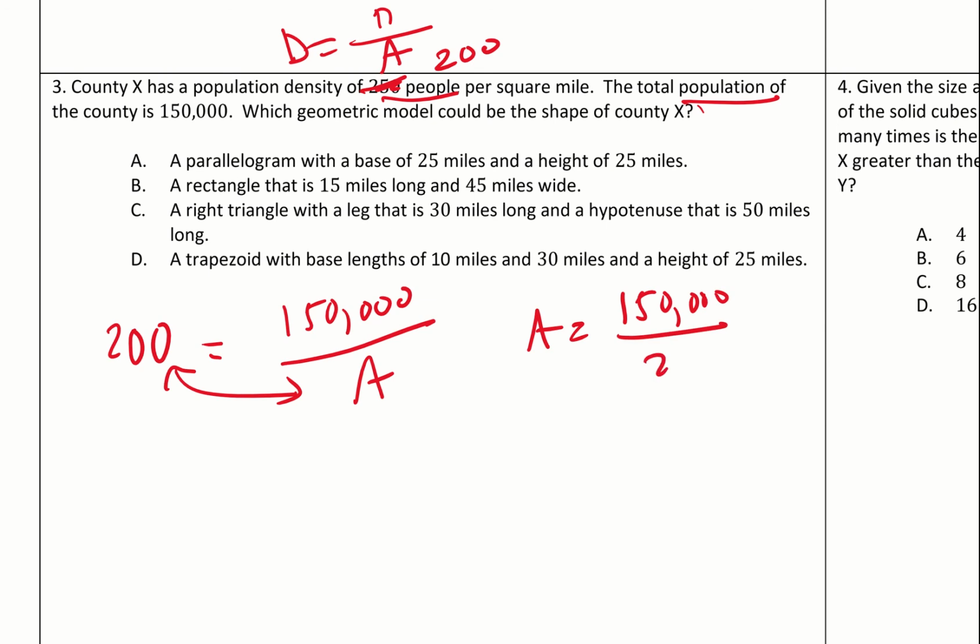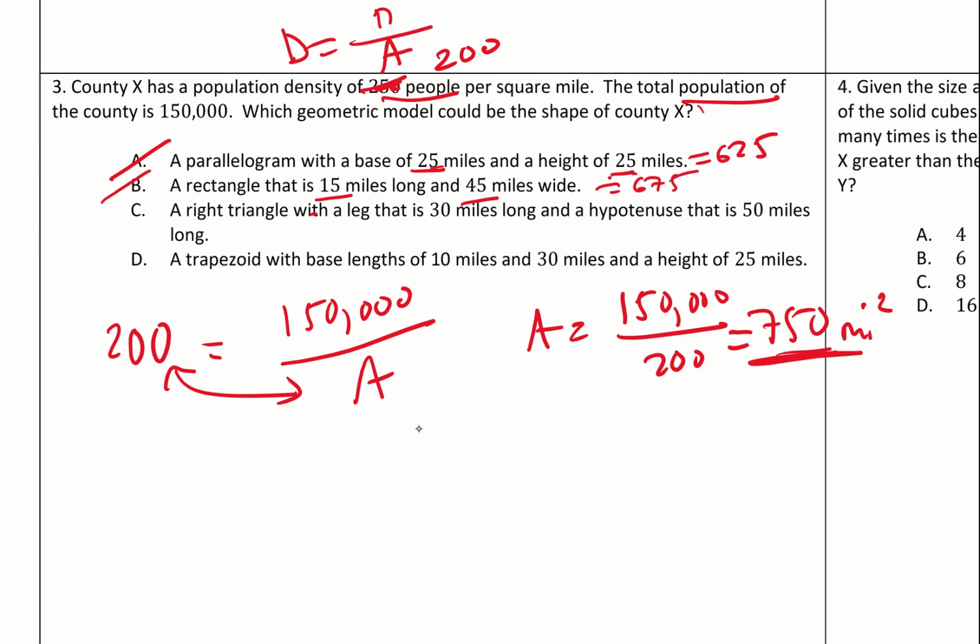And we get 150,000 divided by 200, which is going to be 750 square miles. Okay, so now we got the square mileage. Let's go ahead and find the area to see which one matches up. The area of a parallelogram is base times height, so it's 25 times 25 is 625. So that can't be it because it has to be 750. Area of a rectangle is base times height, and if I multiply that, I get 675, so no.